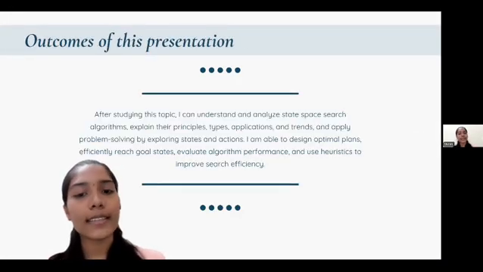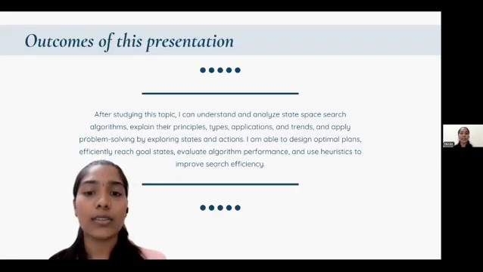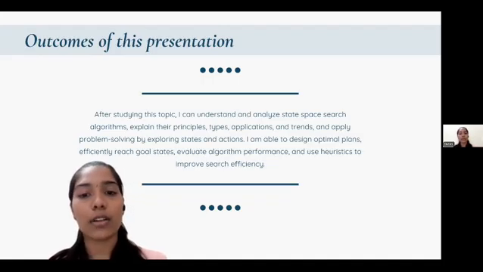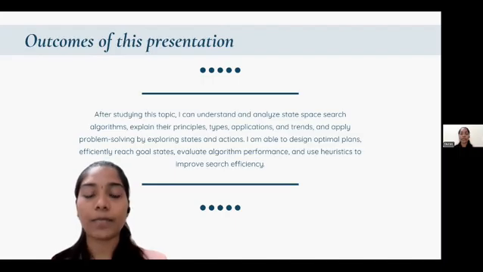After studying this topic, we can understand how this algorithm works, know its principles and applications, design better solutions, and use them to solve real world problems efficiently. This helps us appreciate how computers can think to reach a goal.